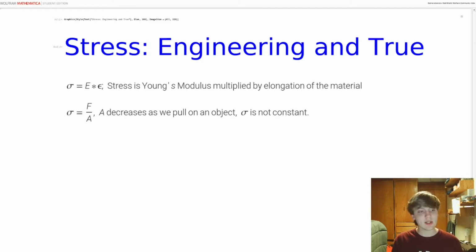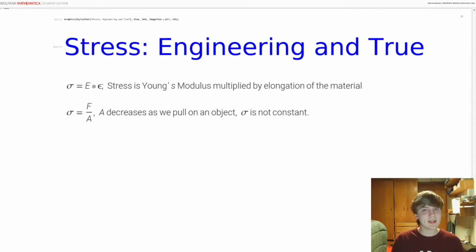Now, stress is force over area, it's pressure. So a material that has a higher cross-sectional area is able to undergo a lot more force at the same stress value. So when you have a beam that's thicker, it's able to undergo a lot more force before it breaks because it'll have the same stress as a beam that is thinner that is under less force.